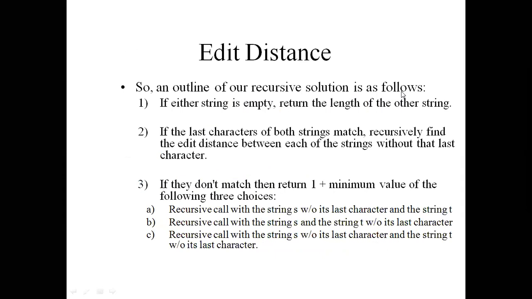So the recursive solution outline is: if either string is empty, that means string 1 or string 2, then return the length of the other string. Then the edit distance is the length of the other string. Why? I hope everyone understands the first point. Since we have two strings, string 1 is null and string 2 has some number of characters.